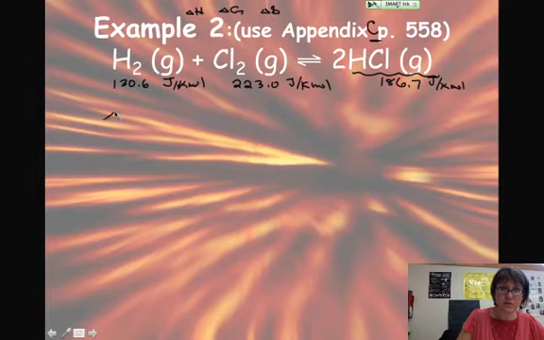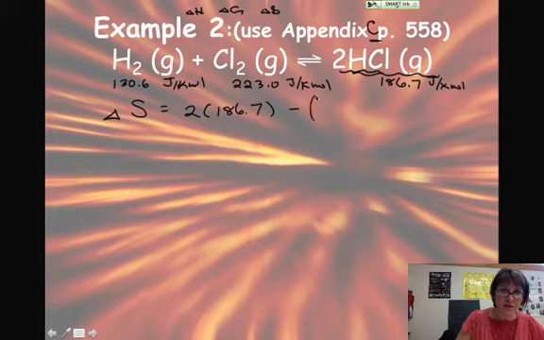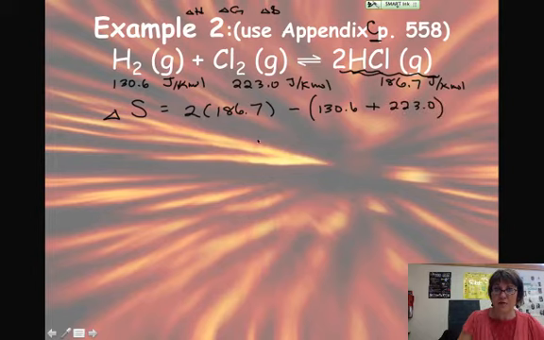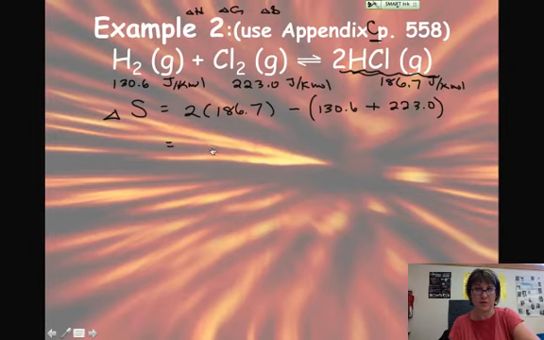Now we're going to use the delta S equation. So we take the sum of the products. I have 2 HCl's, so 2 times 186.7, and I subtract from that the sum of my reactants. So I have only one hydrogen gas, 130.6, and I have one chlorine gas, 223.0. I find the sum of those, apply my calculator, so let's go ahead and do that.